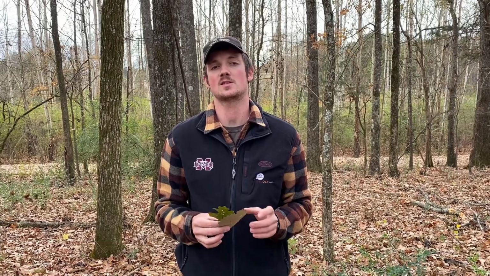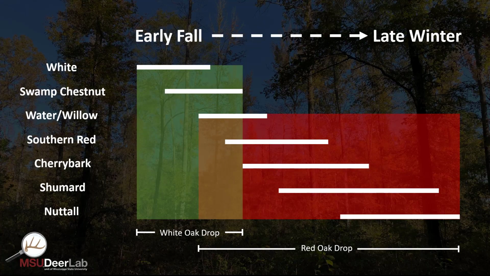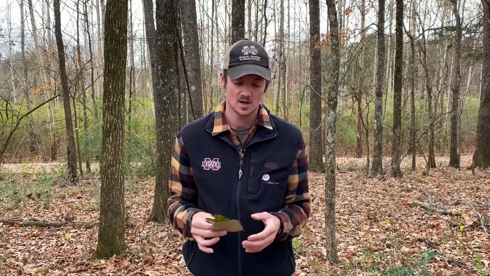So a couple weeks ago, we made a social media post about 7 of the most common oaks in the Southeastern United States and when they drop acorns relative to one another throughout the hunting season. So today we're gonna go over those 7 species, identification based on leaves, acorns, and where they grow.